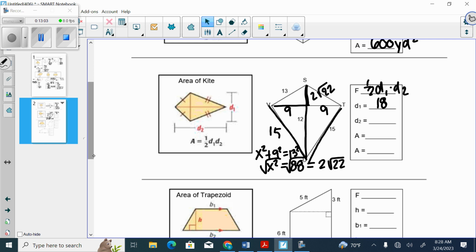So the entire diagonal here would be what? 14 square root of 22? So just to remember, we treat this like it's a variable, right? So this is like 12 plus 2x. Can I add the 12 and the 2x? No. So I would have to literally write this diagonal as 12 plus 2 square root of 22.